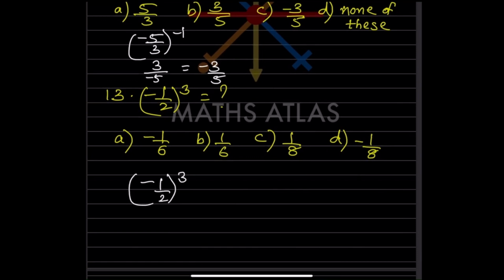So what are you going to do? This you are going to write 3 times and this you are going to multiply 3 times. So now when you write negative 1 three times, and this is going to be 2, minus 1 by 2, you can write it 3 times, so that will be better. We'll write it this way to avoid the confusion.